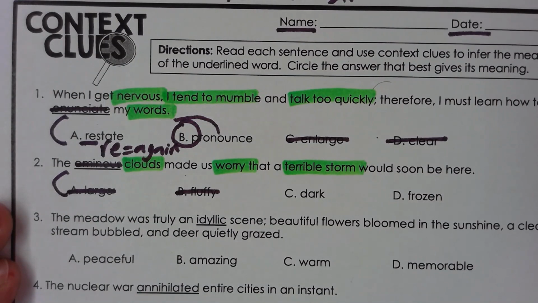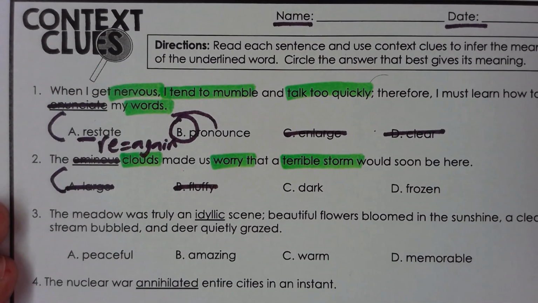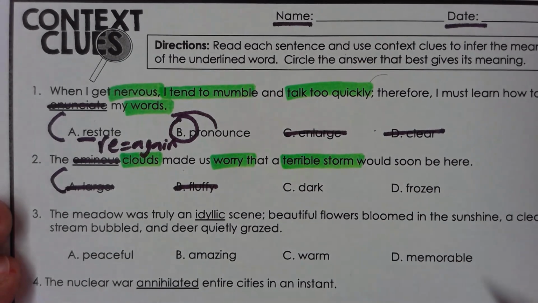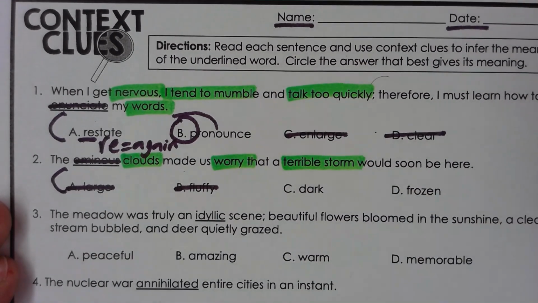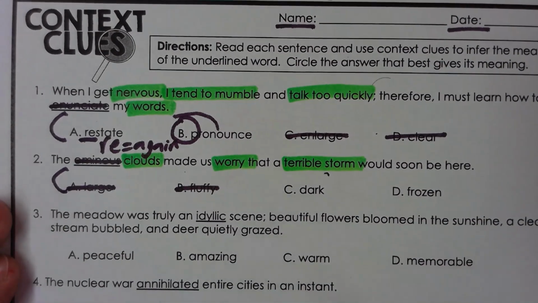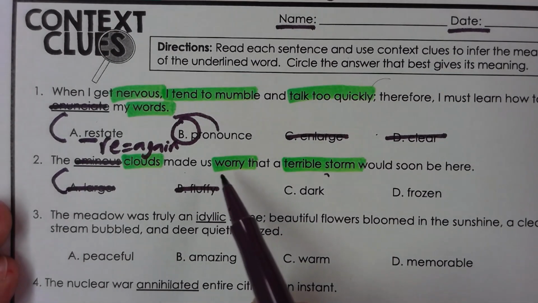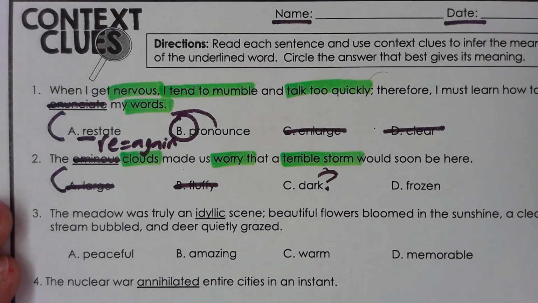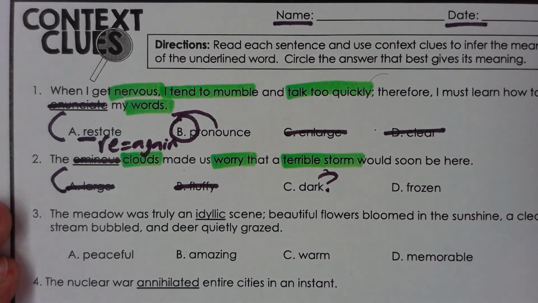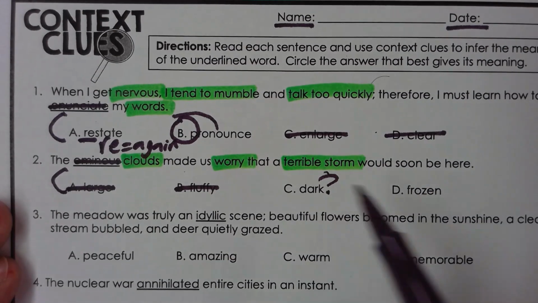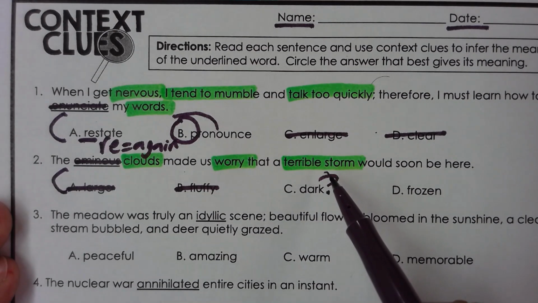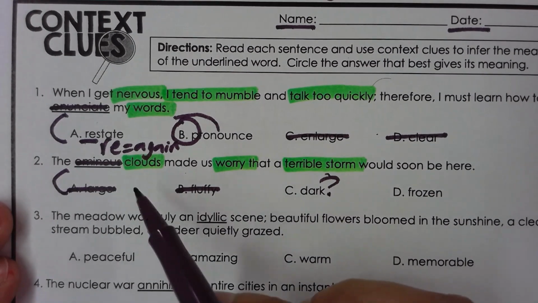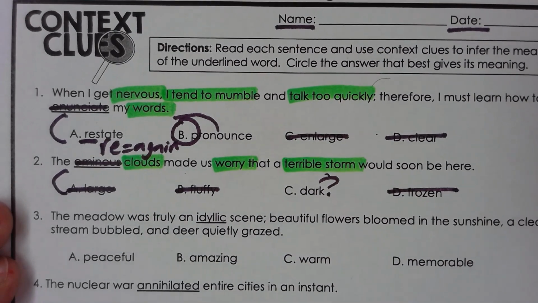It's either dark or frozen. The dark clouds made us worry that a terrible storm would soon be here. Remember, our possible meaning has to match how the word is used based on the context clues. Terrible storm, worry, cloud. So dark is a maybe. Frozen. The frozen clouds made us worry that a terrible storm would soon be here. Frozen does not fit into the context clues, which are terrible storm, worry, or clouds. So bye, frozen.